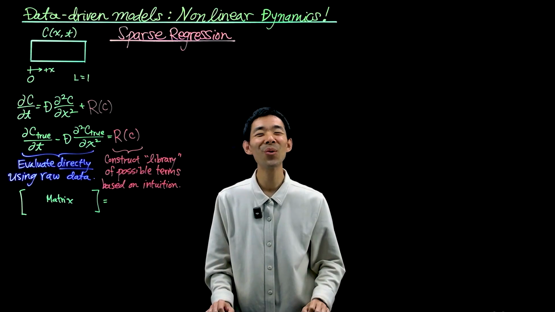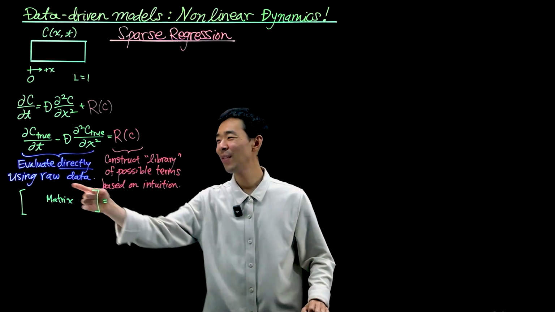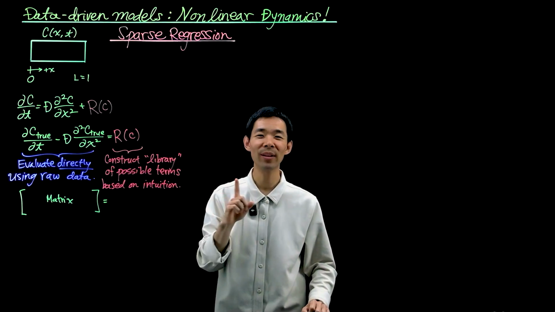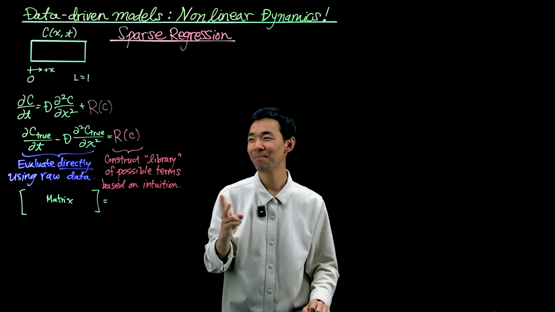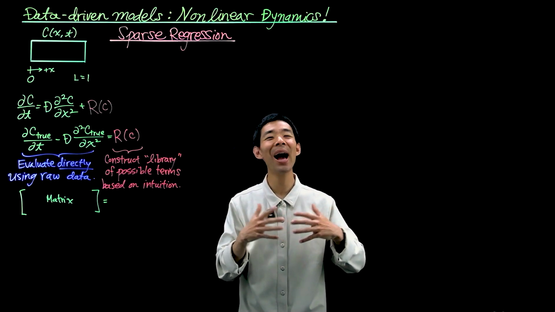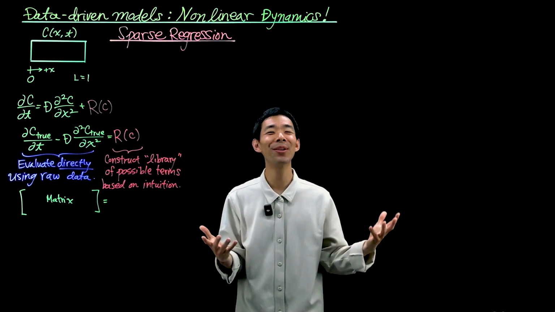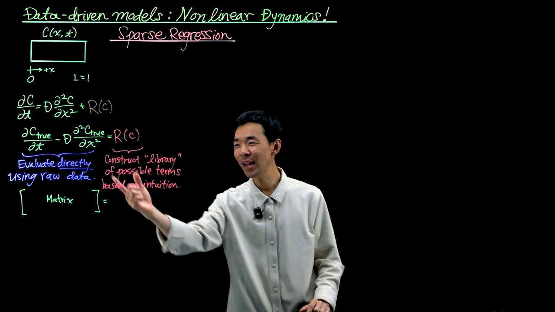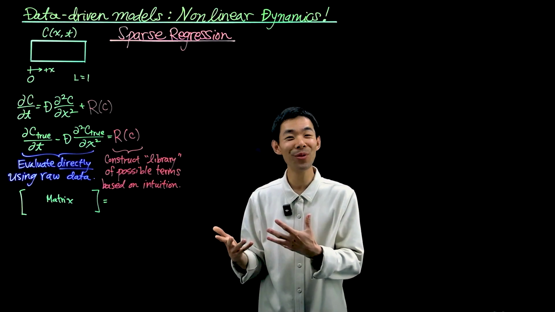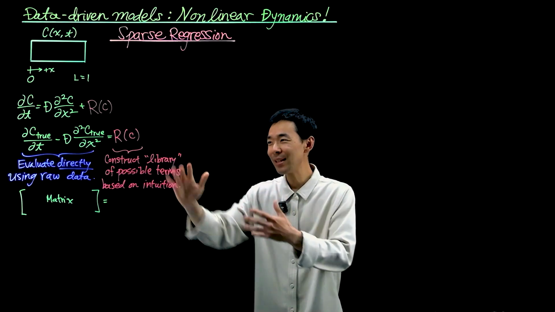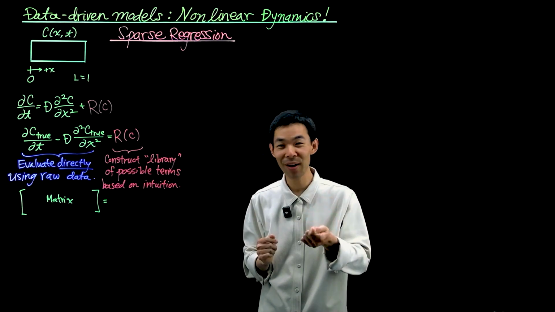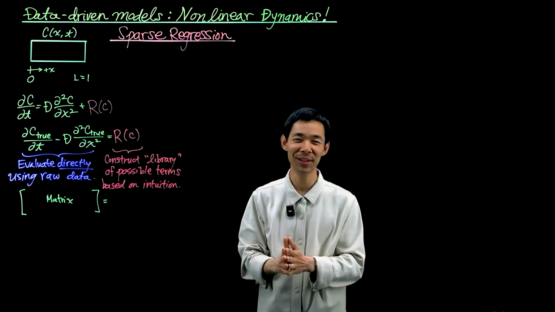So we could use our raw data to evaluate directly the derivatives on the left-hand side, both in time and in position. And that's going to produce a gigantic matrix depending on how many measurements and how long your data set is. On the right-hand side, we can then construct a library of potential terms that might be a part of your rate law based upon your physical, biological, chemical intuition about your system.